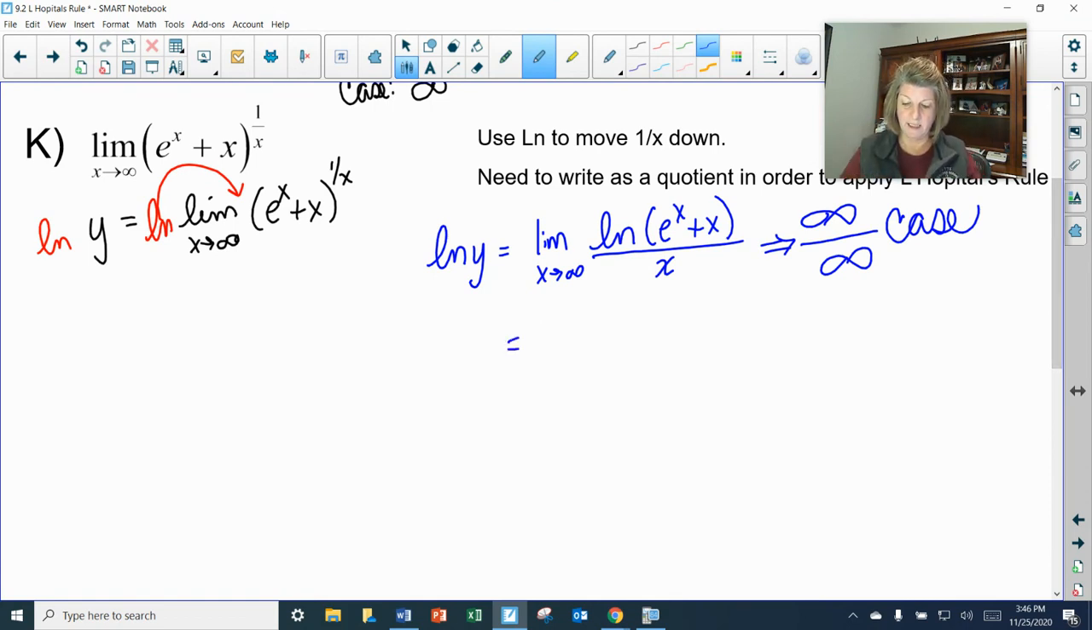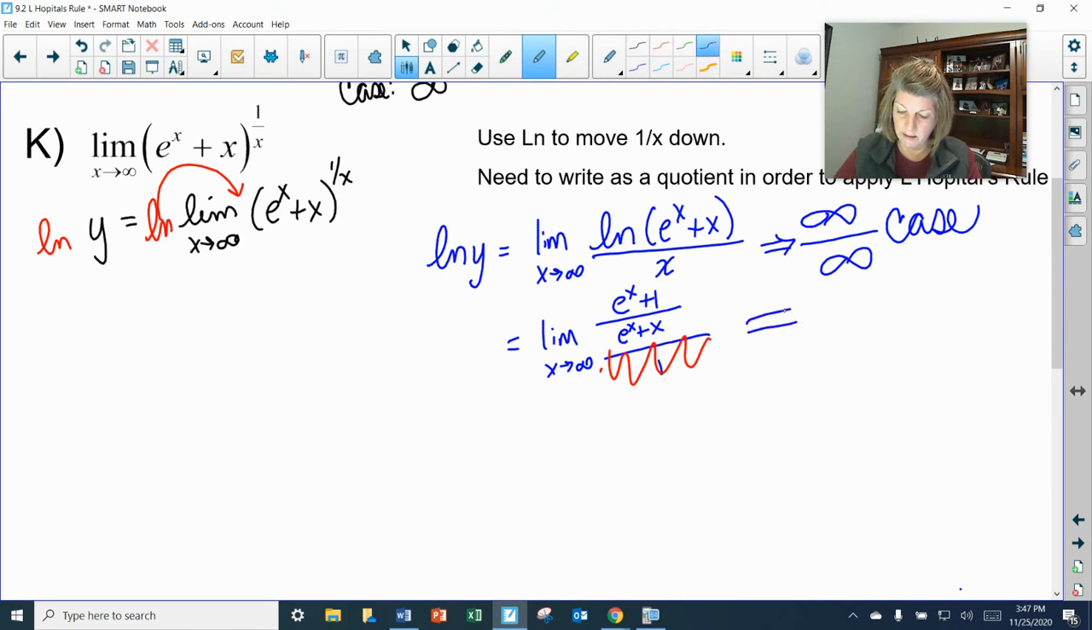So L'Hopital says for this limit, we can take the derivative of the top. Derivative of the top is going to be u prime over u. So an e to the x plus 1 over e to the x plus x. Derivative of the bottom is nice. That's just a 1, isn't it? All right, so now I go into infinity. Essentially, I'm just kind of ignoring this. I bet you did too.